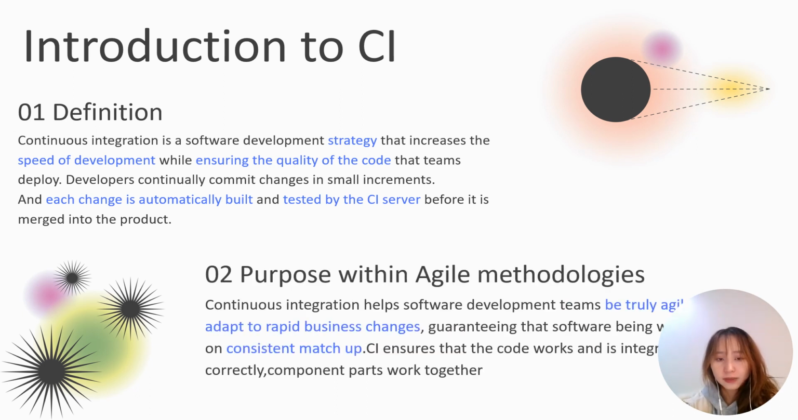And then I will talk about the purpose. Continuous integration helps software development teams to be truly agile and adapt to rapid business changes, guaranteeing the software being worked on is a consistent match-up. CI ensures that the code works and is integrated correctly, and that component parts work together. It also helps developers avoid stepping over each other's code and prevents integration problems. It works with other best practices like configuration management, compilation, software build, and so on.